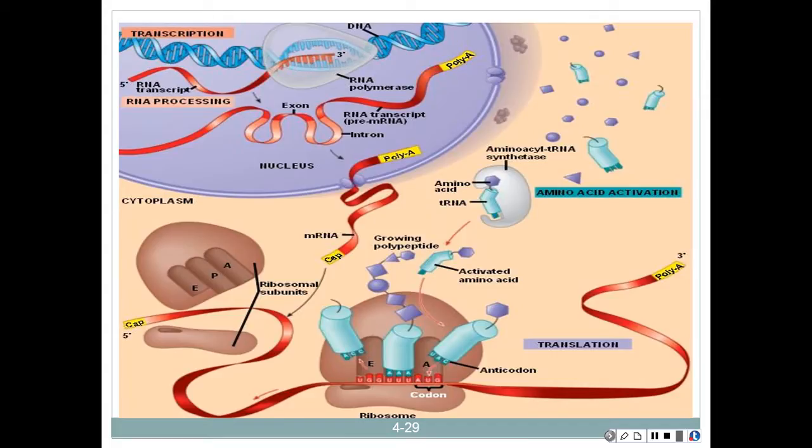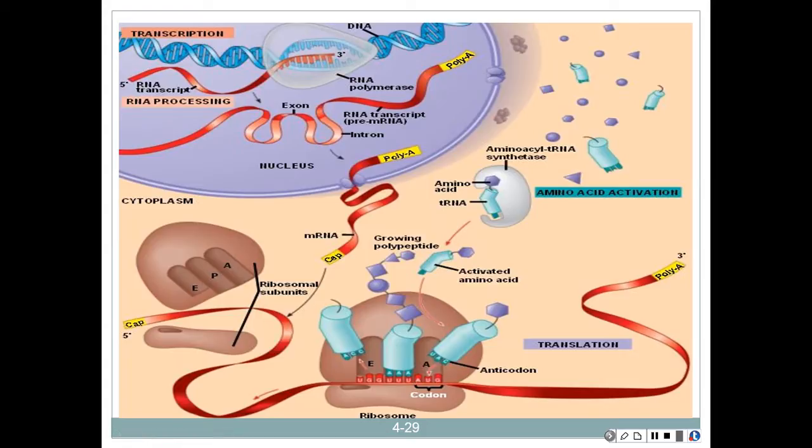So let's deal with transcription. We already know that transcription occurs within the nucleus and translation occurs within the cytoplasm, correct? Okay, so here's the nucleus, cytoplasm out here. Here's our DNA strand. Here's our RNA polymerase. Here's our RNA transcript, which I'll get into details, and then we have things called exons and introns.